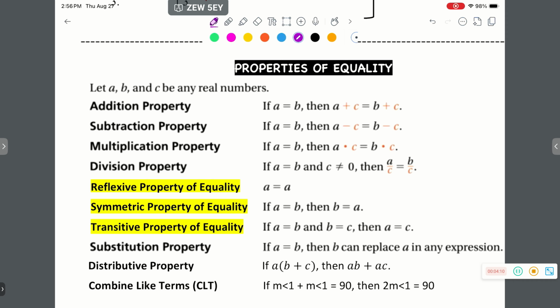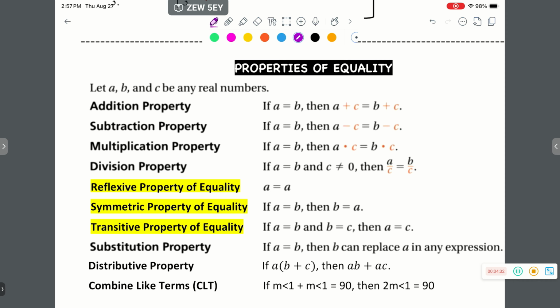Now, in Algebra 1, or even pre-algebra, I don't know if your teacher did this, but in Algebra 1, you use almost all of these properties of equality. Maybe not the yellow highlighted ones, which we'll talk about a little bit, but all the ones that aren't highlighted, you use them on a daily basis in Algebra 1. Your teacher just may not have referred to them before, okay?